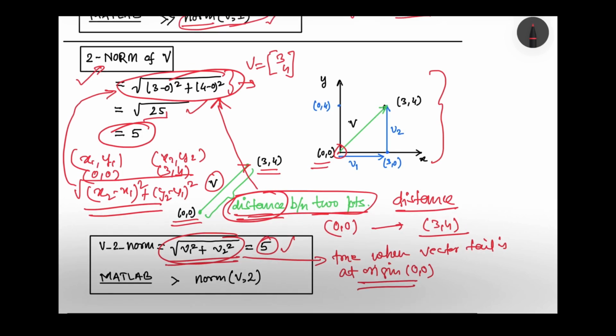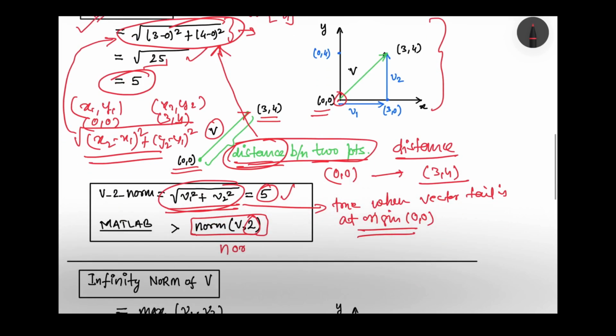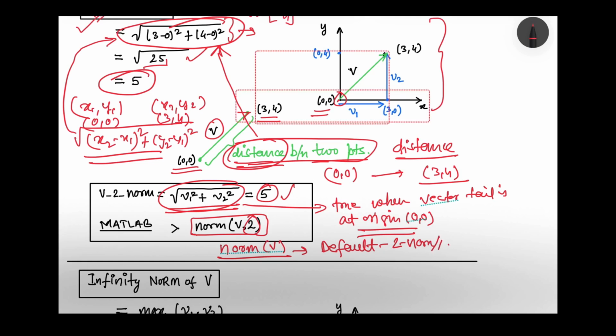In case of MATLAB, we directly use the command norm v and comma 2. Even if we do not give the comma 2 option and simply write norm v, then also it will give us the second norm because the default in MATLAB is the 2 norm. So that is what the 2 norm is.